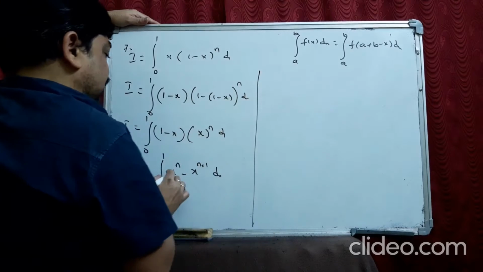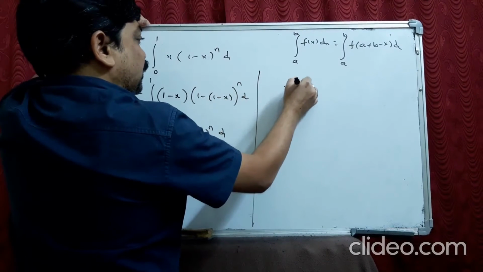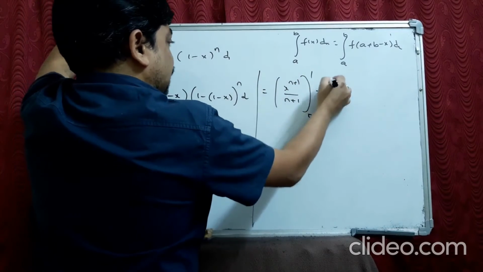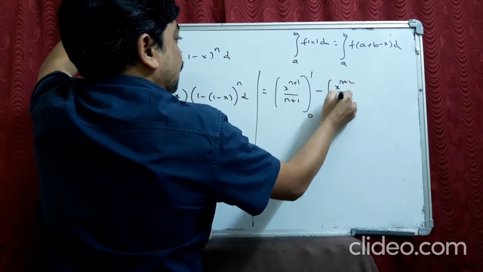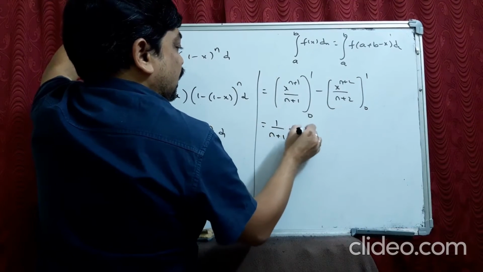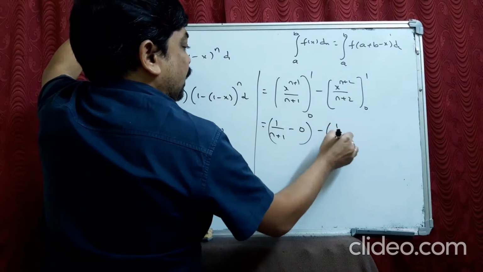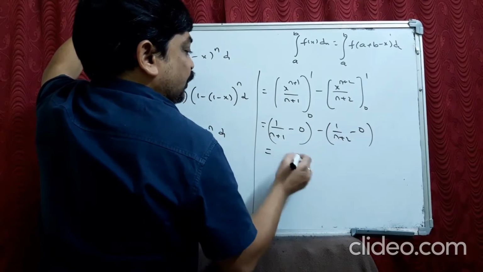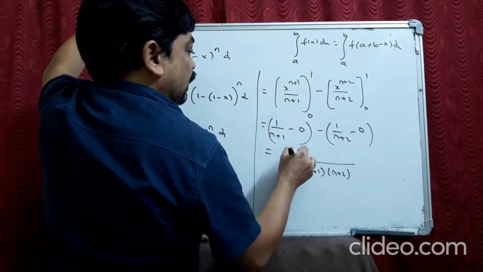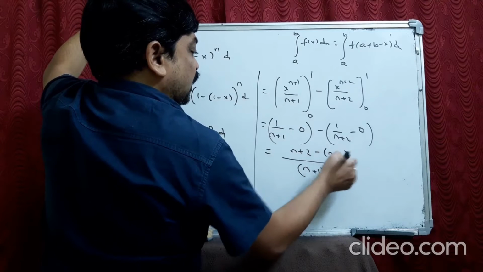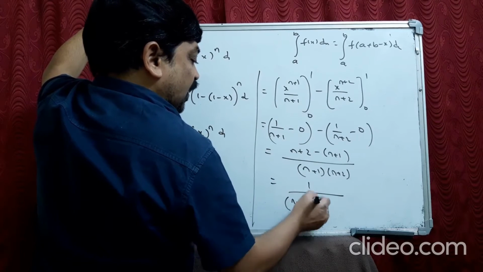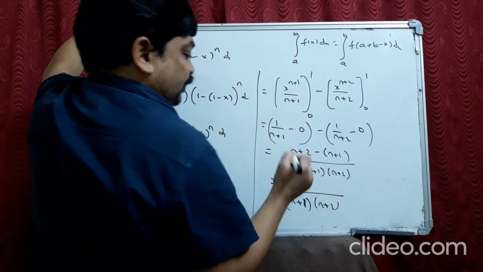Now we integrate this. Integration of x power n is x power n plus 1 by n plus 1 from 0 to 1, minus x power n plus 2 by n plus 2 from 0 to 1. So it becomes 1 by n plus 1 minus 0, minus 1 by n plus 2 minus 0. Take LCM as (n plus 1) into (n plus 2). It becomes n plus 2 minus (n plus 1), and the rest gets cancelled. The final answer will be 1 by (n plus 1) into (n plus 2). Okay?